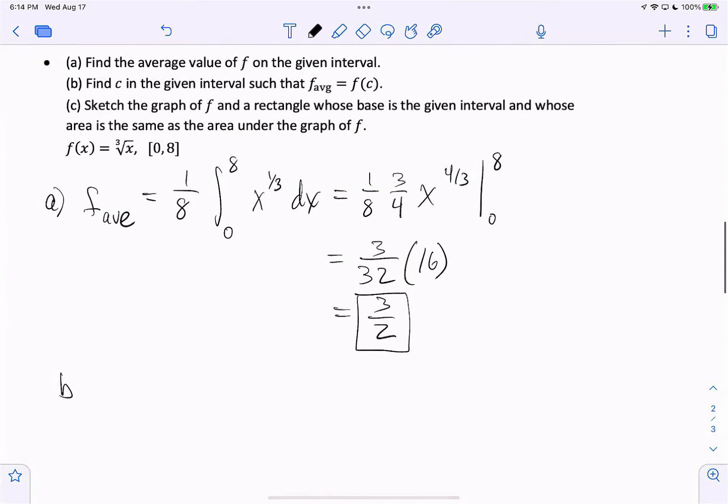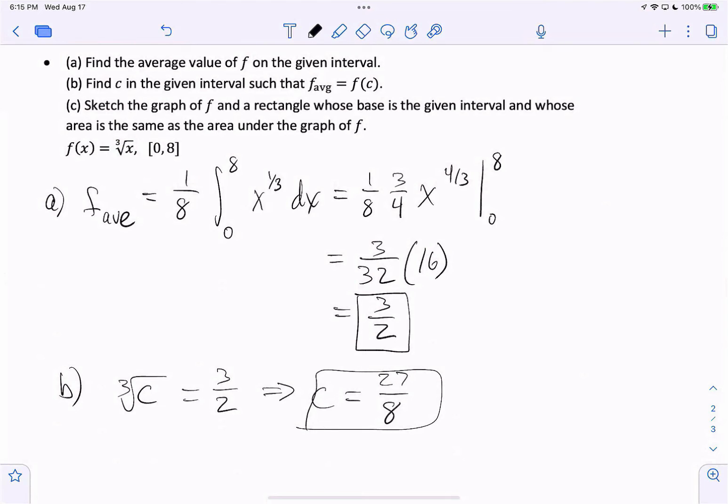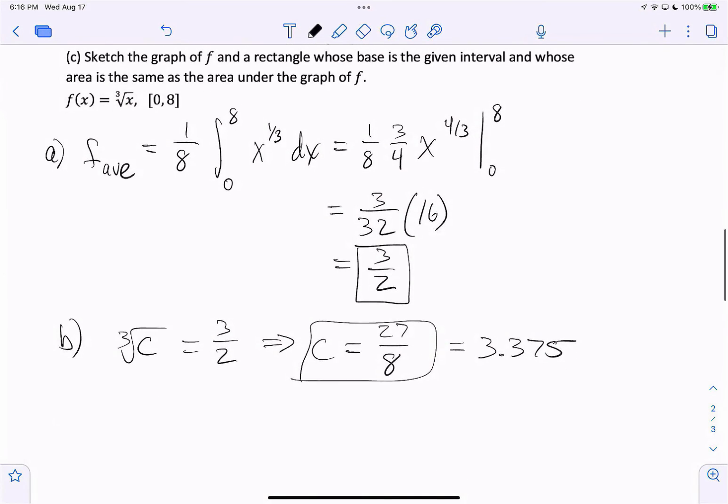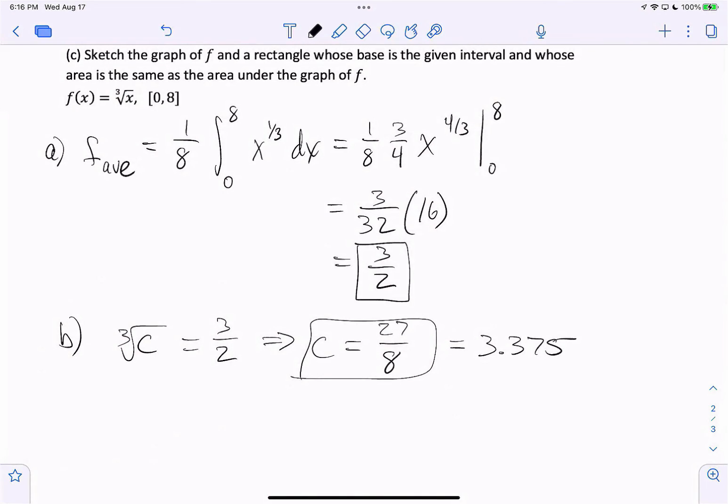Part B. Find c in the given interval such that the cube root of c in this case is equal to 3/2. Well, that would imply that c is equal to 27 over 8. Now that's the answer, but for graphing purposes, I'll say that that's 3.375. You know, I said I would use Desmos, but I'm looking at this and it says sketch. So we're going to draw a sketch.